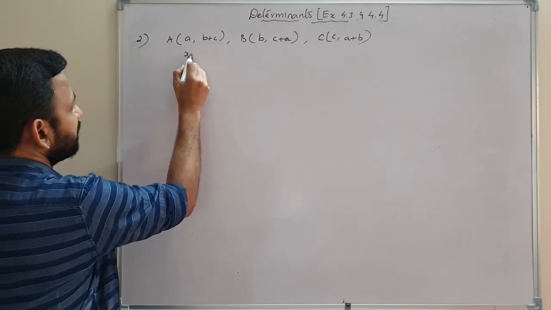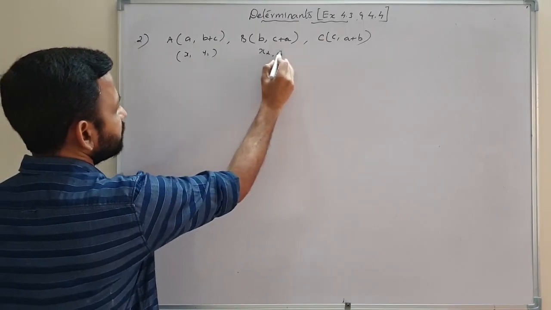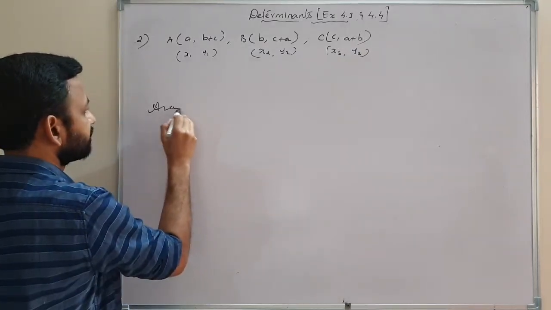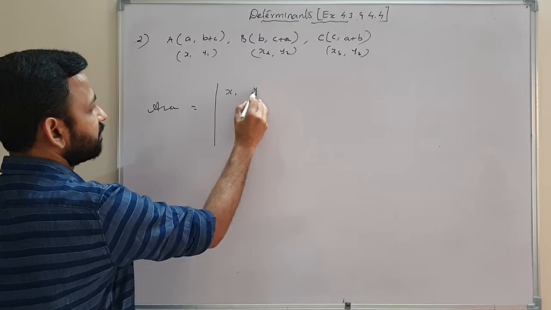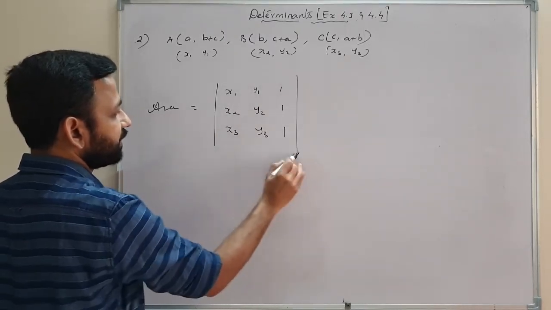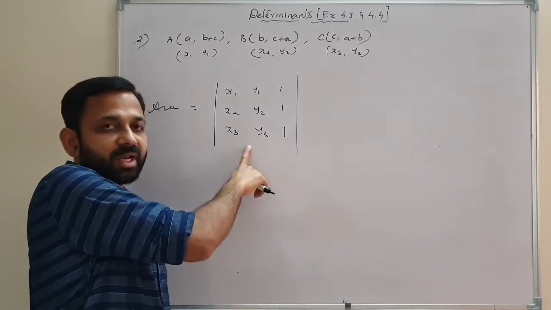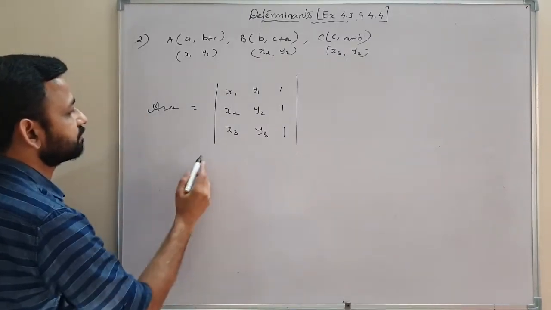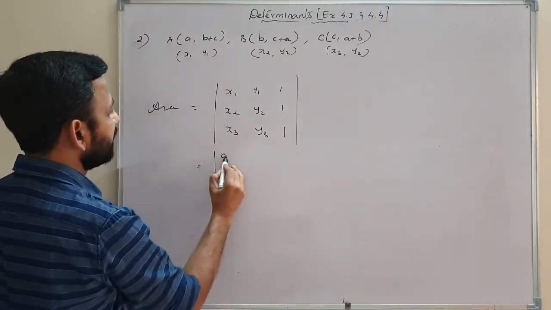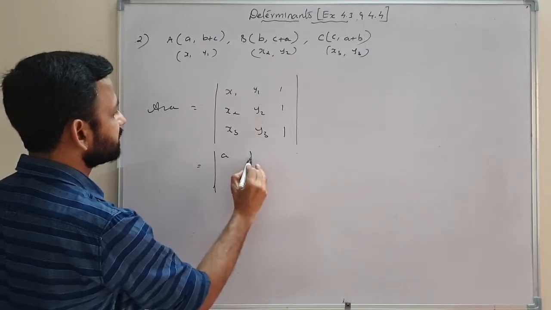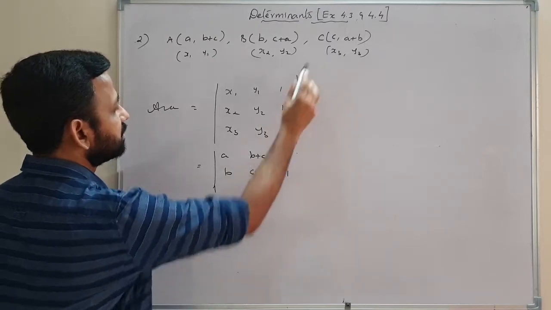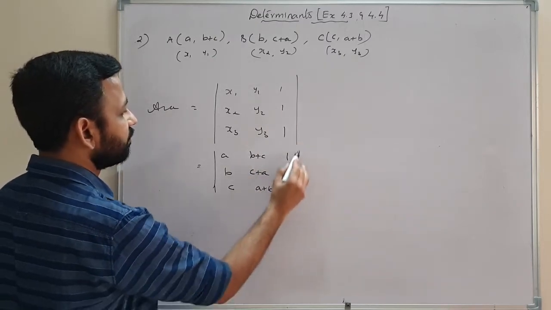So we can take them as x1, y1, x2, y2 and x3, y3. Then for the area we will use the determinant formula: x1, y1, 1; x2, y2, 1; x3, y3, 1. You need to write only this formula. You should not write the class 10 formula. Then the determinant is a, b plus c, 1; then b, c plus a, 1; then c, a plus b, 1.